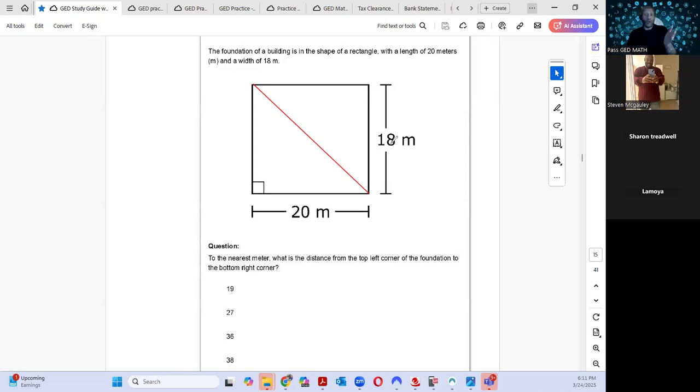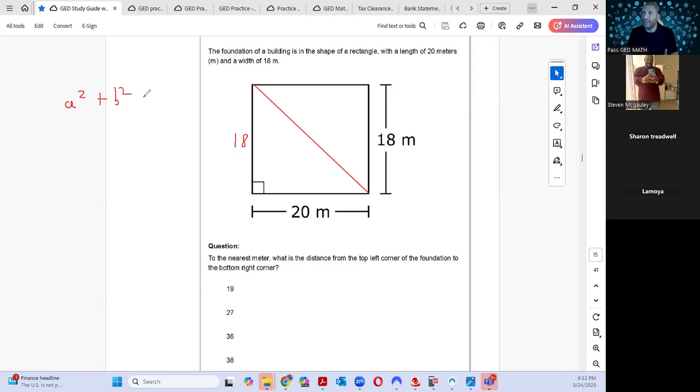So, what do we know about opposite sides in a rectangle? They're the same. So if this side is 18, this side is also 18. So now we notice we have two legs of our triangle. So we set up our equation, getting our formula from our formula sheet.